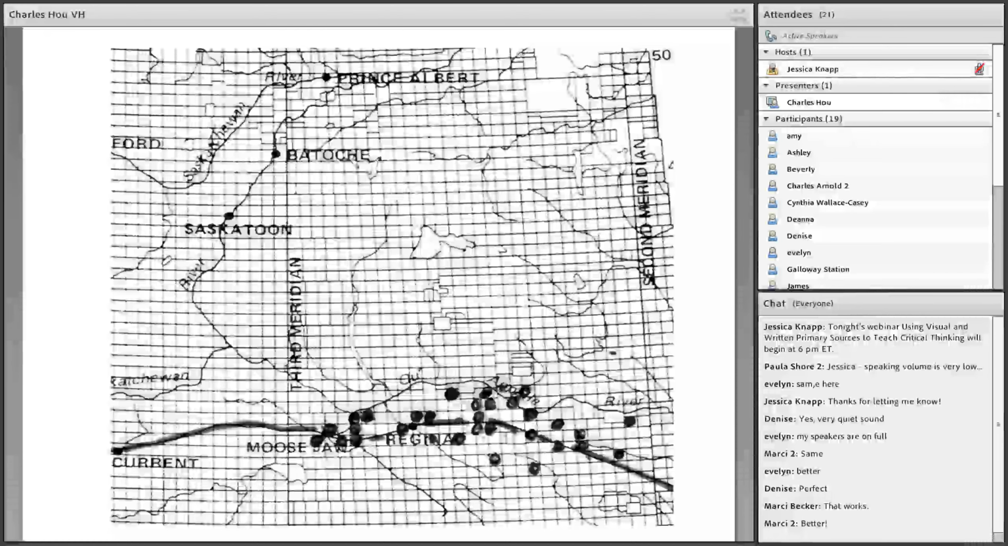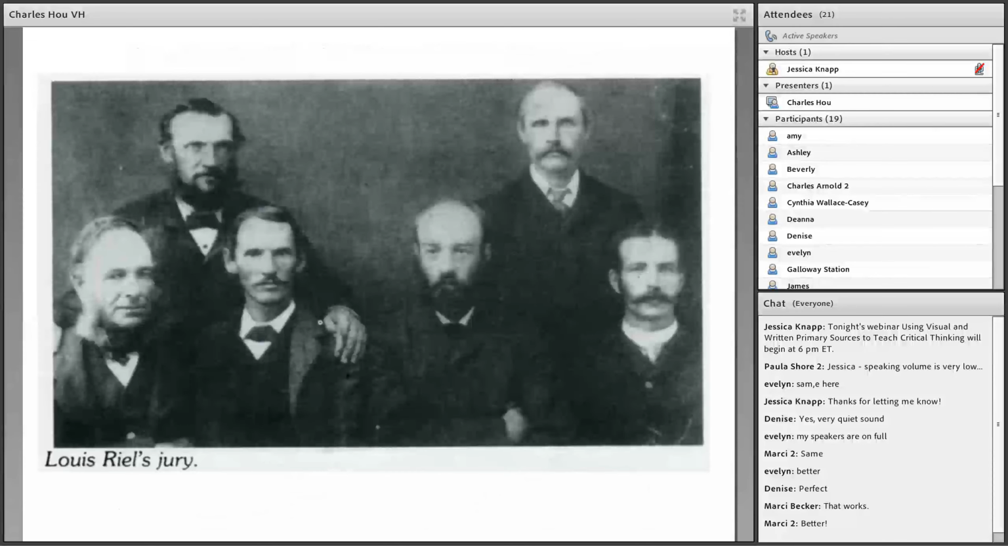Riel's jury panel, he's tried in Regina, so they're close to Regina. They're also very close to the CPR. My conclusion is that Riel has a 6-man jury. They're white, Anglo-Saxon, Protestant, and they're all recent immigrants from Eastern Canada. Not a very good thing, people in Western Canada would not like that jury.